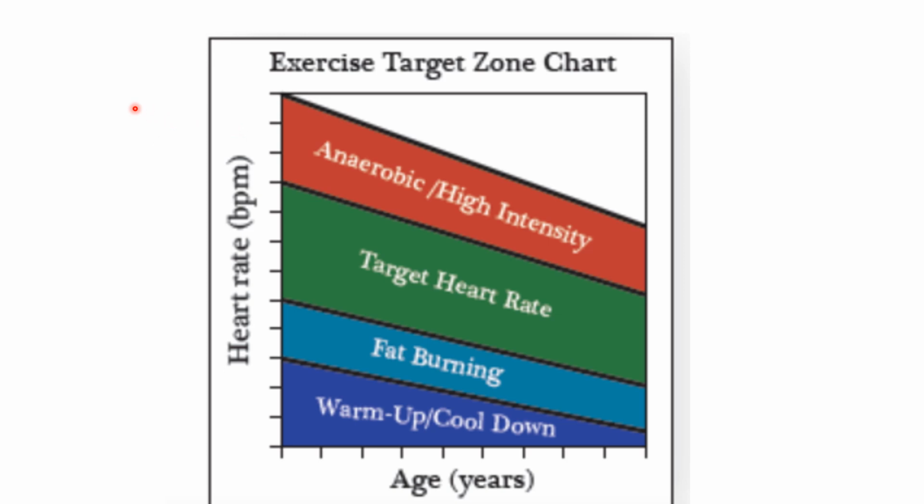And there are a lot of charts like this where you have inequalities. Here we have heart rate versus age, and we have the target zones for fat burning and high intensity workouts, and also for cool down. And fat burning happens in this region. I'm sure you've all seen charts like this, but this is an example of such inequalities.